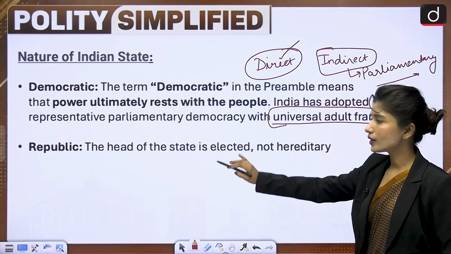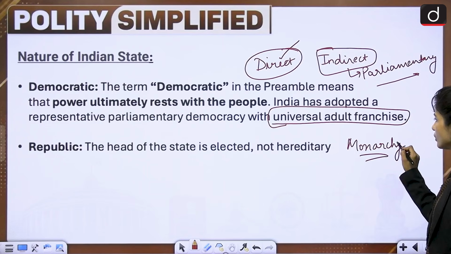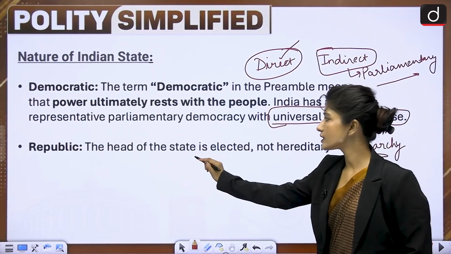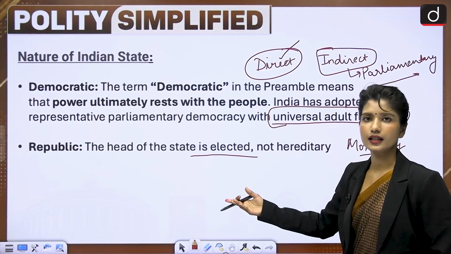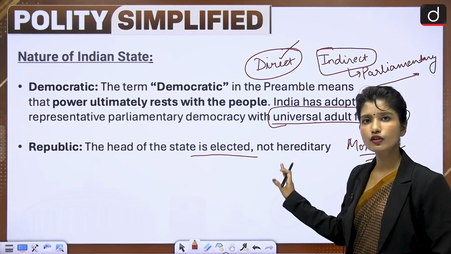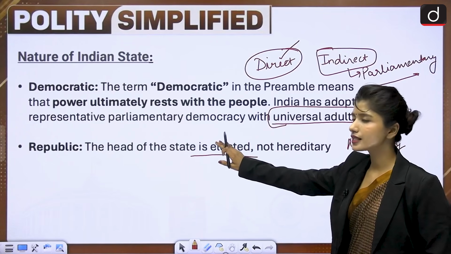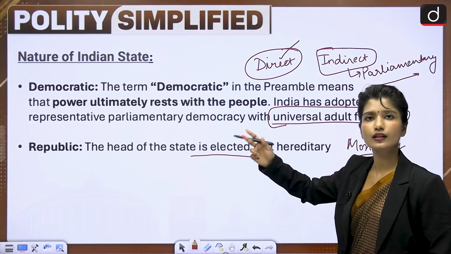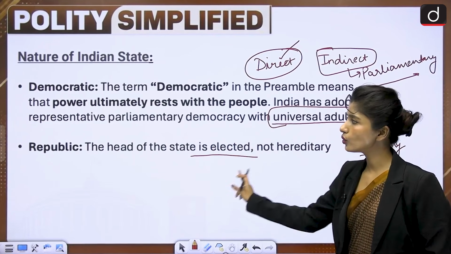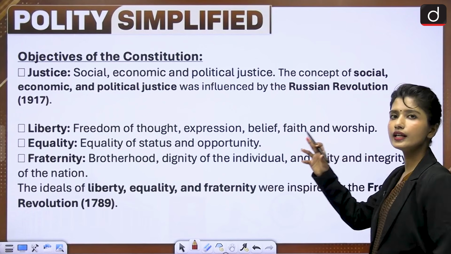Next is republic. Now what is republic? There is another word related to this that you should know, that is monarchy. In monarchy, the head of the state is hereditary, for example, a king or queen. But in a republic, the head of the state is elected, whether directly or indirectly. So this shows that public office is open for everyone. Of course, there is eligibility criteria, but apart from that, there is no privilege based on which family you are born into. Who is the head of state? In India, the head of the state is the president, and the president is indirectly elected. So we are a republic.